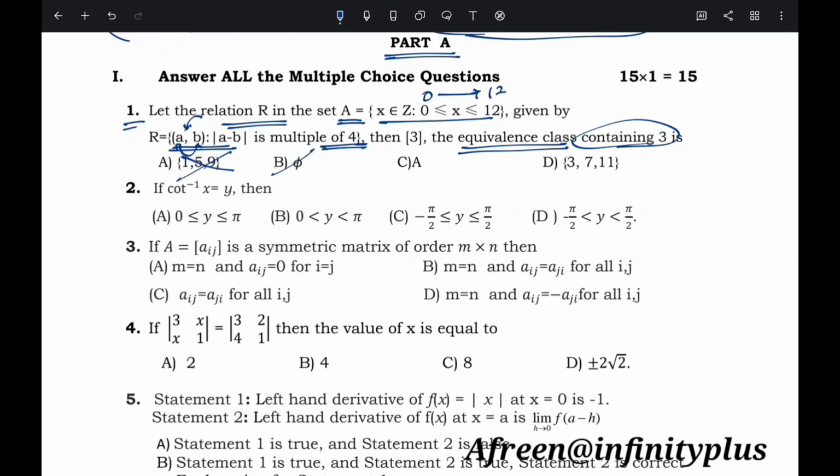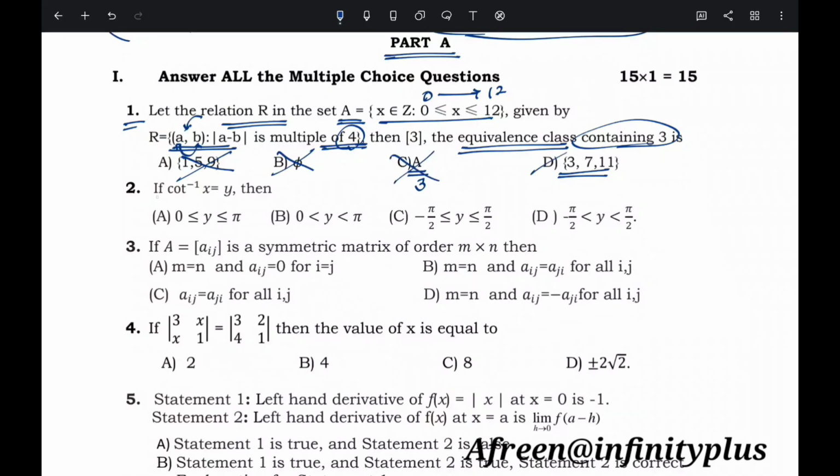These two you can eliminate in the beginning itself because these two do not have the number 3. Now A is the set which has all the numbers from 0 to 12. So obviously 3 is included here and also 3 is included here. But if you take all the numbers from A, the difference is not a multiple of 4. So this can also be cancelled. So the answer will be D.